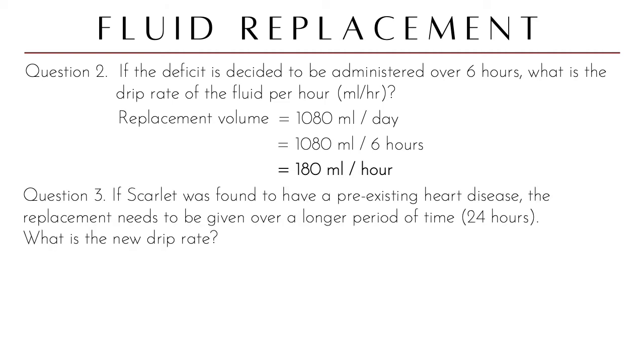Now, question number three. If Scarlett was found to have a pre-existing heart disease, note she does not have. Scarlett is my dog. Right, the replacement needs to be given over a longer period of time, correct? So I chose 24 hours, right? So what is the new drip rate?